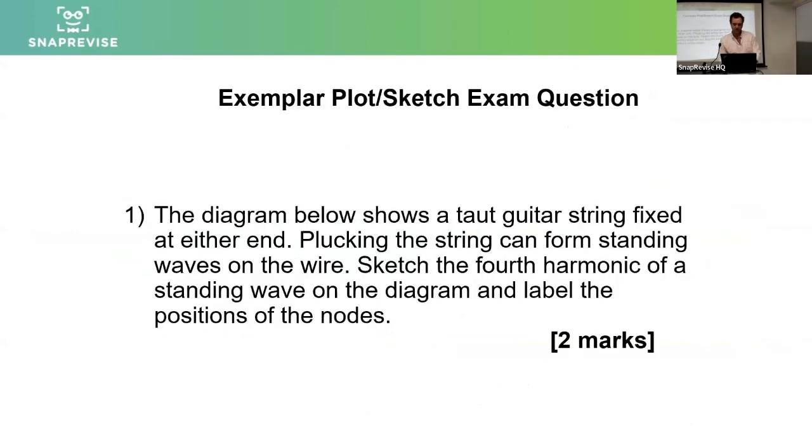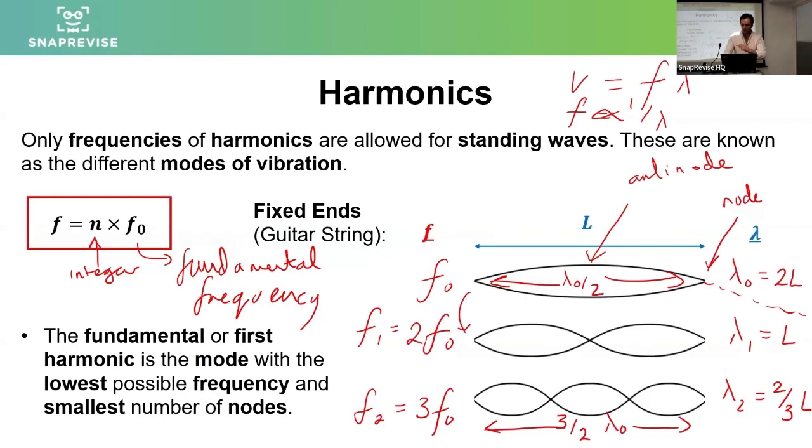Sweet. How much time we got? Not too much time, so I will just go through this question. The diagram below shows a taut guitar string fixed at either end. Plucking the string can form standing waves on the wire. Sketch the 4th harmonic of a standing wave on the diagram and label the position of the nodes. Right, so the 4th harmonic, it's the next diagram on from these 3.